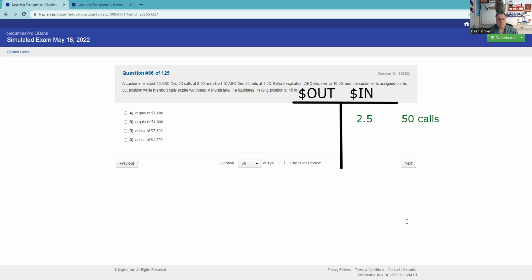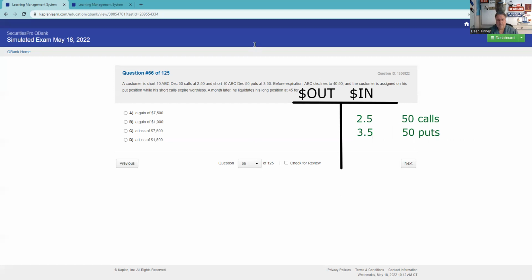Okay, and then it says I short the 50 puts at 3.5. So let's put that in there. Again, I'm just tracking the money here. And those are my 50 puts. It says before expiration, the stock declines to 40.50 and I'm assigned on my put.